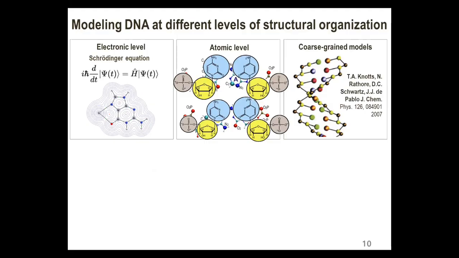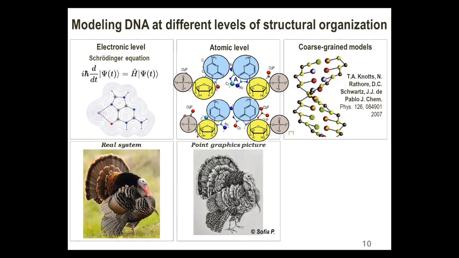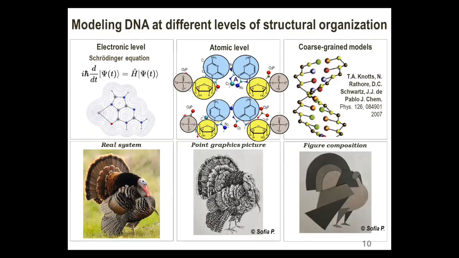In general, we can highlight this way of description as an electronic system, as a real system. After that, we have a sketch of this real system, then the atomic level, and then the coarse-grained level. This is like this picture where you can still recognize this bird, but in fact, it looks very rough.